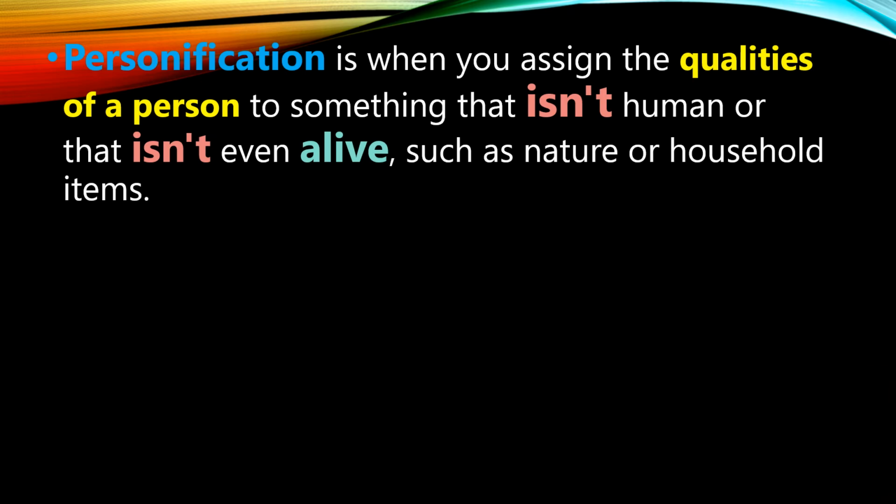So, isa-isahin natin yung mga colored words natin. We have here qualities, means katangian daw ng isang tao. Ibinibigay mo sa isang bagay na hindi naman tao or hindi naman buhay, kagaya ng nature, kalikasan, or mga bagay sa loob ng ating bahay.